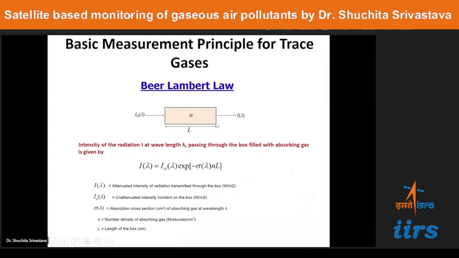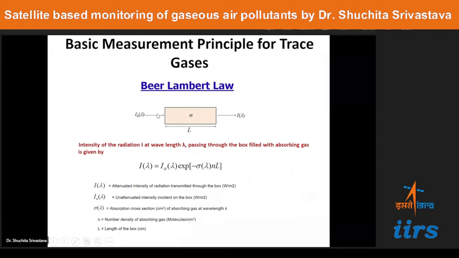Suppose we have a box here, and in this box we have an absorbing gas which has number density n, having unit molecules per centimeter cube. So this is the number density of the absorbing gas in this box. And this particular absorbing gas absorbs radiation of wavelength lambda.